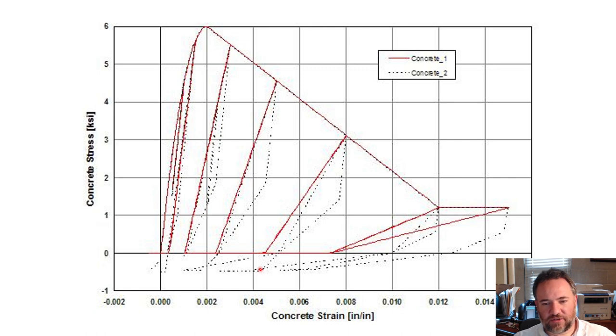Okay, this is an example of what this might look like. You don't see a lot in tension because, of course, the tension strength is a lot lower than the compression strength. But you can see that there's a little bit of tension in the concrete 2 model, which is the dotted line.